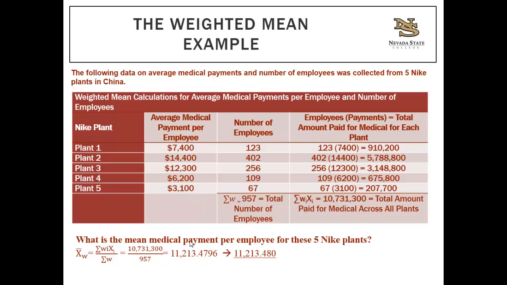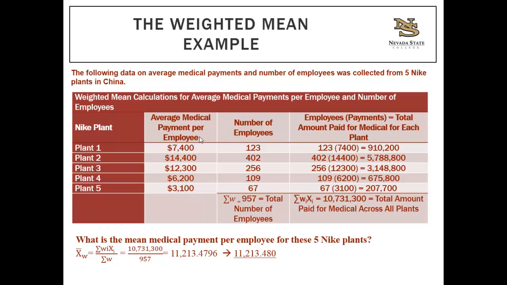Then you need to figure out the sum of all of the medical payments together. So that's the numerator of your weighted mean formula. To find the total amount that Nike paid for medical across all 5 of these plants, you need to take the average medical payment per employee and then multiply it by the number of employees. So plant 1 spent a total of $910,200 on medical payments. Plant 2, what was the average multiplied by how many employees? They spent $5,788,800 on medical across all their employees.